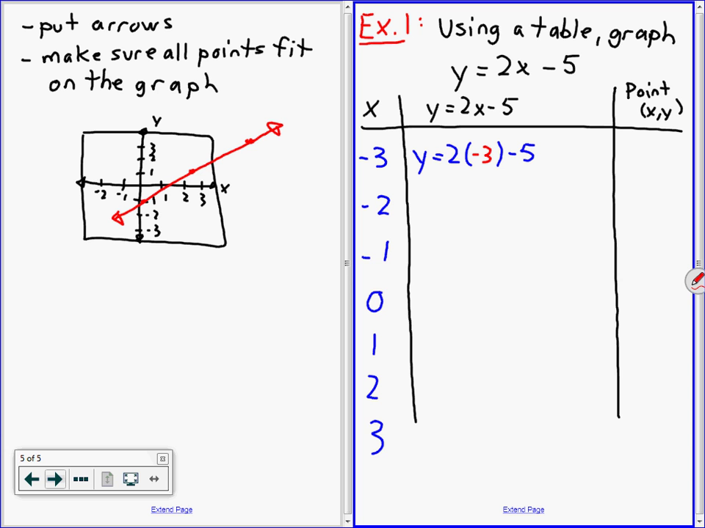Okay, who did I stop at? I stopped at you, right? All right, Johnny, I'd like you to be brave. Okay, you can do it. What's 2 times negative 3, please? Negative 6, good. What's negative 6 minus 5? It's a hard one. Negative 11. Great.